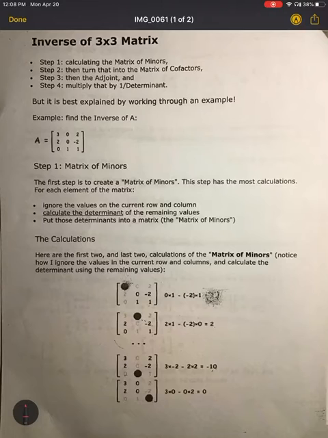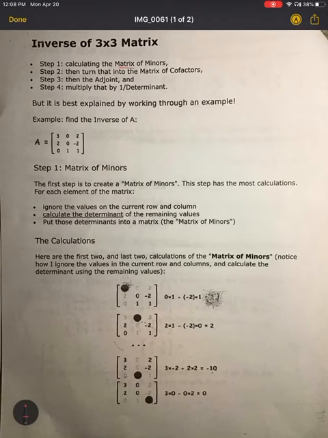So finding inverse of 3 by 3 matrix. So you need to follow 4 different steps. What are those steps? So here comes the first one. You need to find the minor matrix. Once you have minor matrix, then we need to find its cofactor matrix and then make it into adjoint, and last step is multiplying by 1 over determinant.